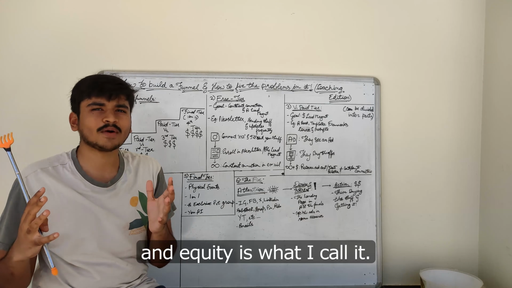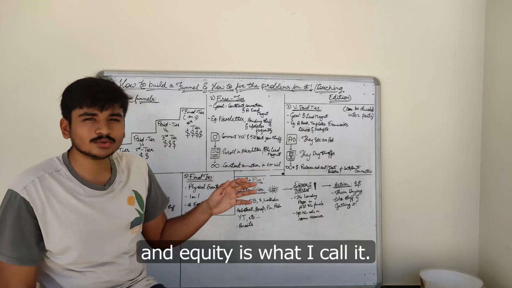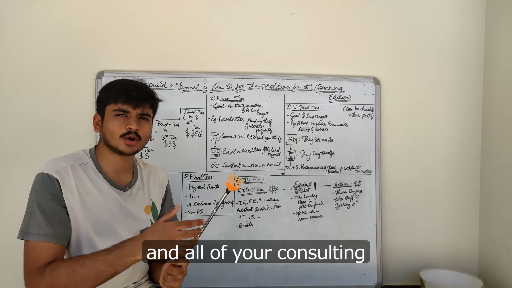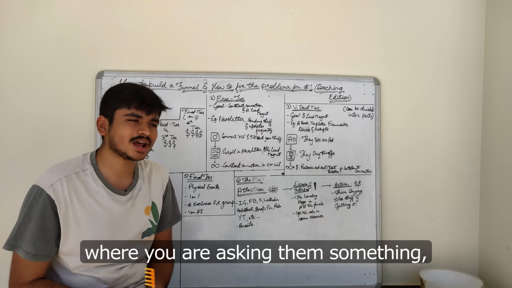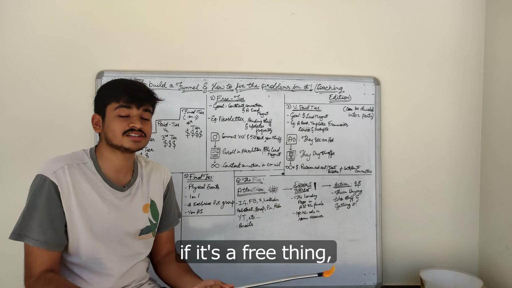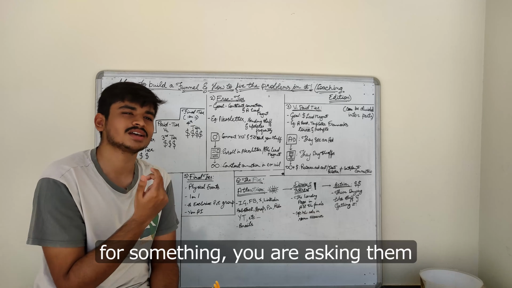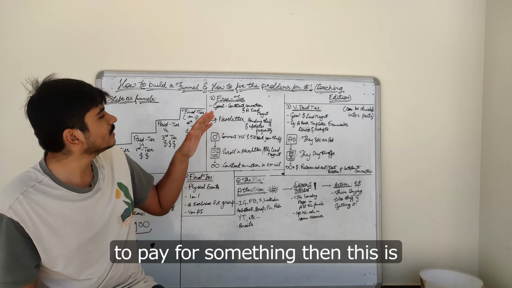How you maximize it is by balancing value and equity, as I call it. Value is where you're giving away free stuff, knowledge, and all of your consulting and coaching stuff. Equity is where you're asking them for something. Even if it's a free thing, you're asking them to sign up for something, or you're asking them to pay for something, then this is where it comes in.